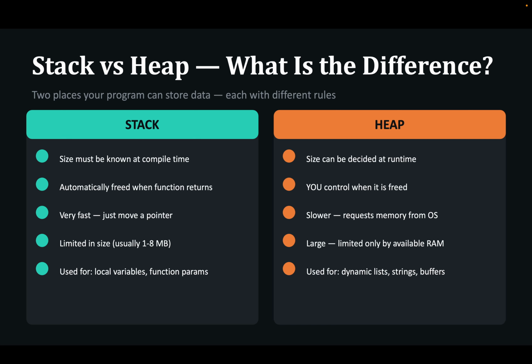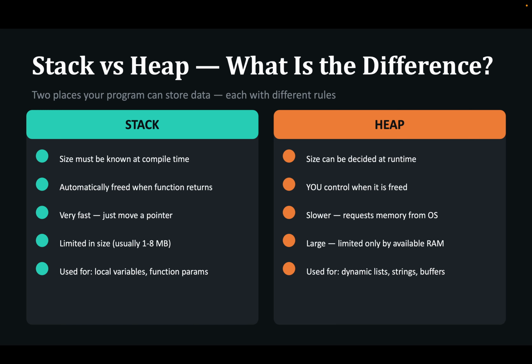So, stack versus heap. What is the difference? Before we talk about Zig specifically, we need to understand the two places a program can store data in memory, the stack and the heap. The stack is fast and simple. Every time you call a function, Zig sets aside a chunk of memory on the stack for that function's local variables. When the function returns, that memory is automatically released. The key rule: the size of everything on the stack must be known at compile time. You cannot have a stack variable whose size is unknown until the program is running.